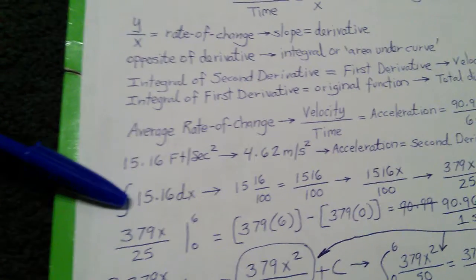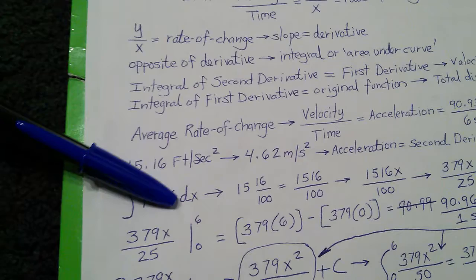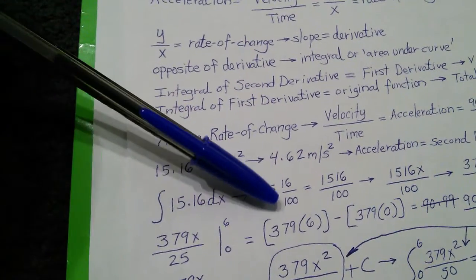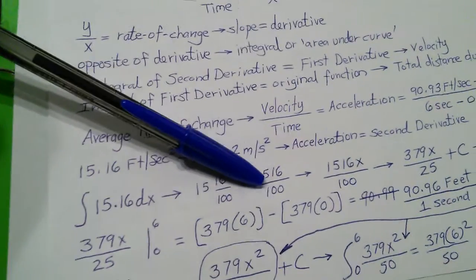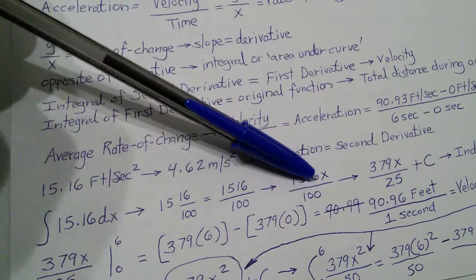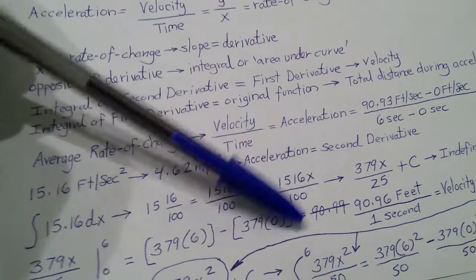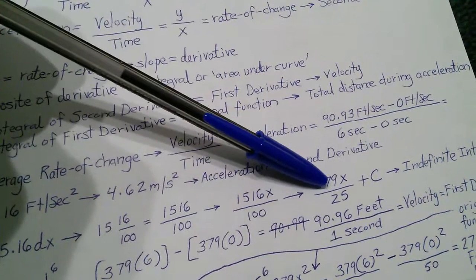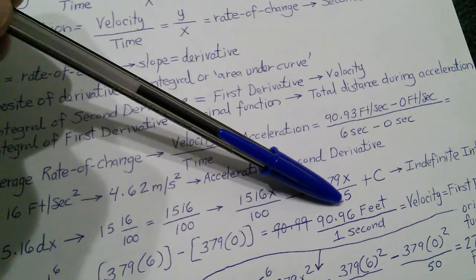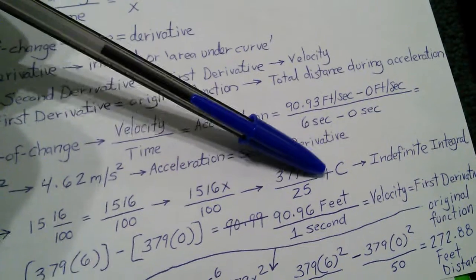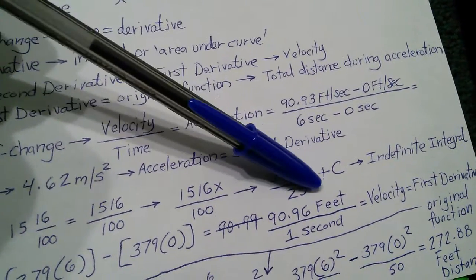We're going to use the integral to reverse this into the first derivative. So we take this constant, 15.16 dx, turn this into a fraction for simplicity, and then we just use the rules of integrating. Constants become constants times x. Then we reduce this down into lowest terms, so 379x over 25. And because we don't have any time limits, it's an indefinite integral. We express it plus a constant.